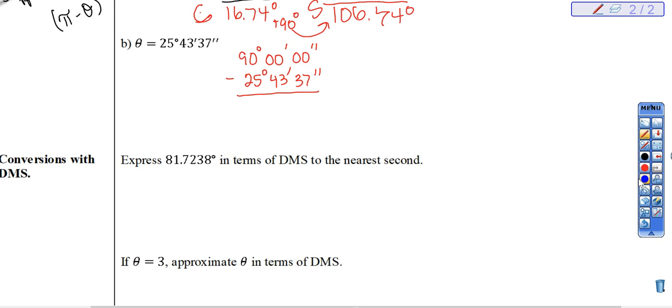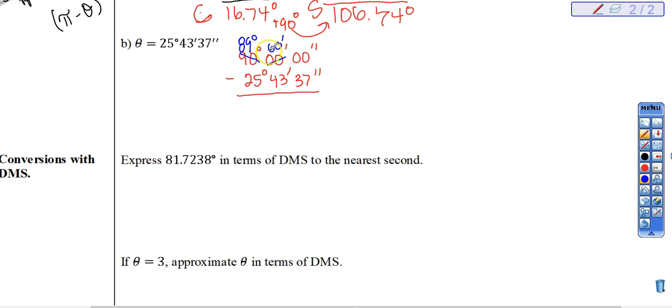I'm borrowing in base 60, a different increment. So I've got to come all the way from 90 degrees and borrow a degree. So I'm going to make that 89 degrees. And if I borrow 1 degree, how many minutes is that? 60 minutes. So now I have 60 minutes, and I need to borrow from 60 minutes.